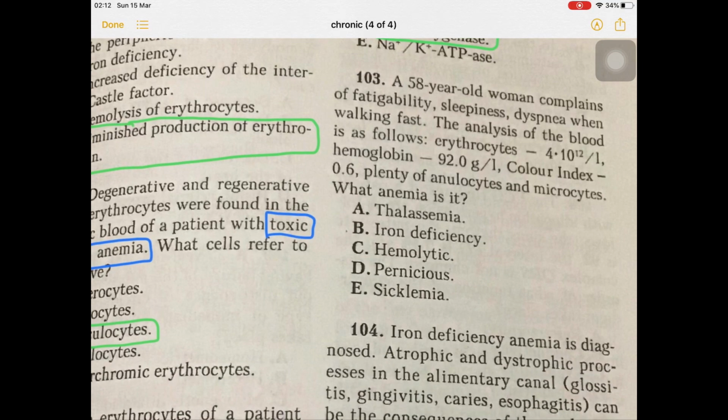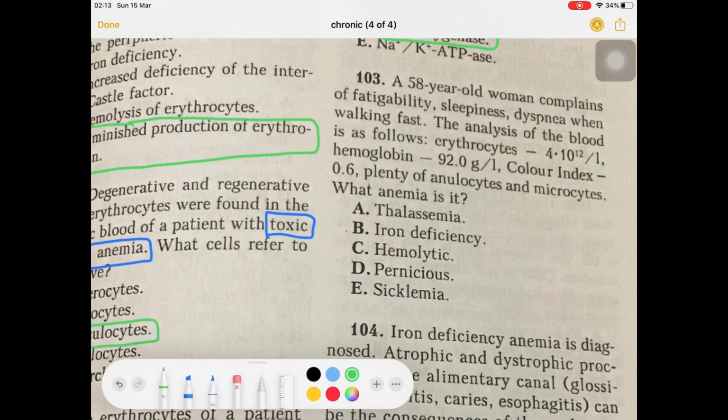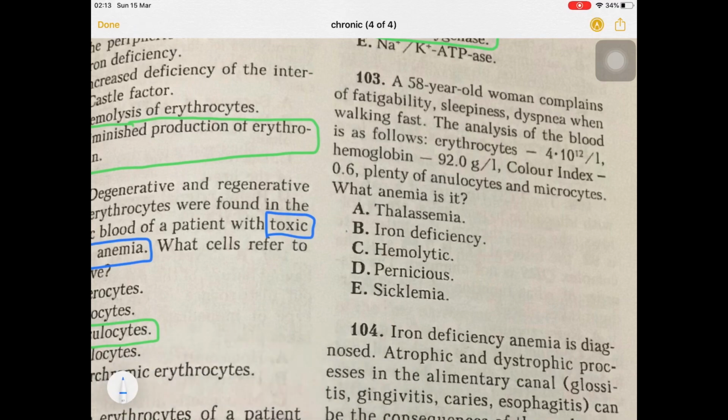Let's look at question number 103. They are talking about fatigability. This 58-year-old woman is quite old, with fatigability, sleepiness, and dyspnea when walking fast. The erythrocyte level is 4, and the color index is 0.6. With the help of the color index only, we can know, and we know the normal value for the color index, 0.85 to 1.15, which is clearly less over here.